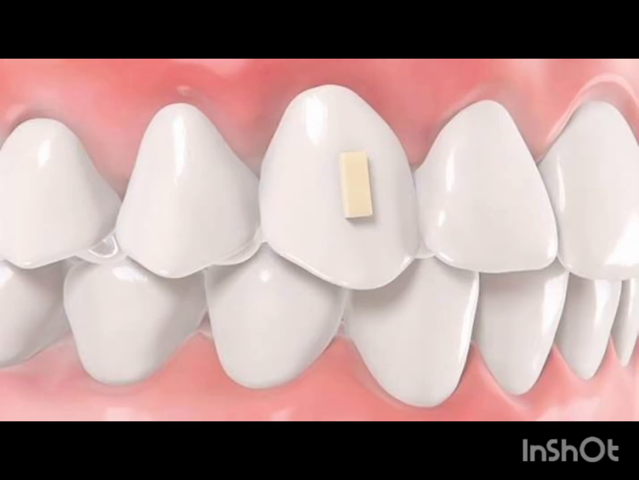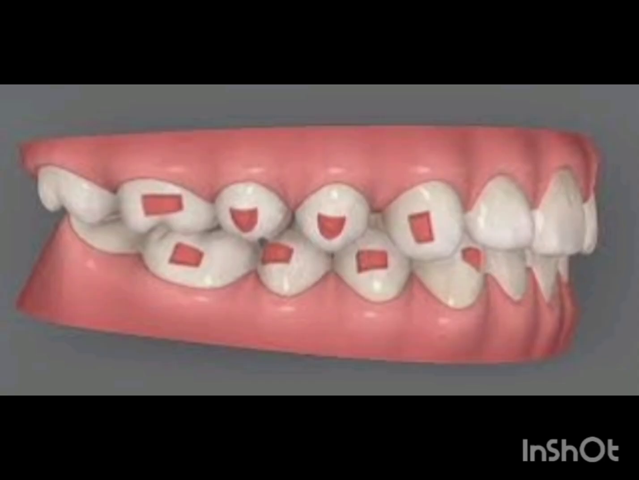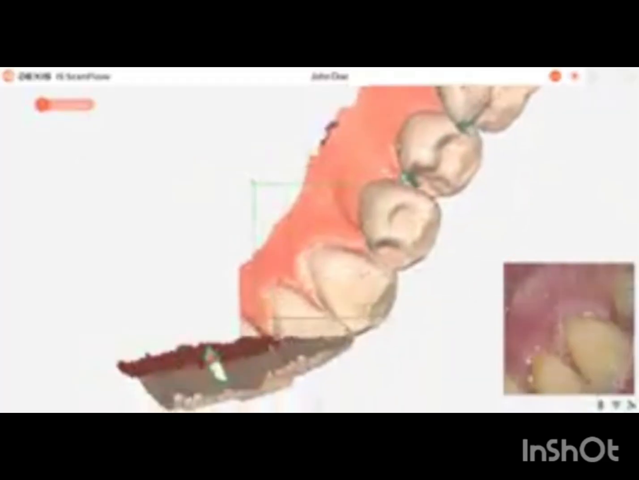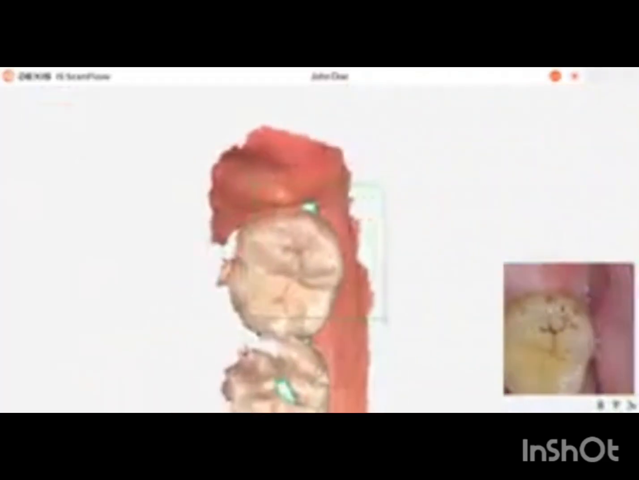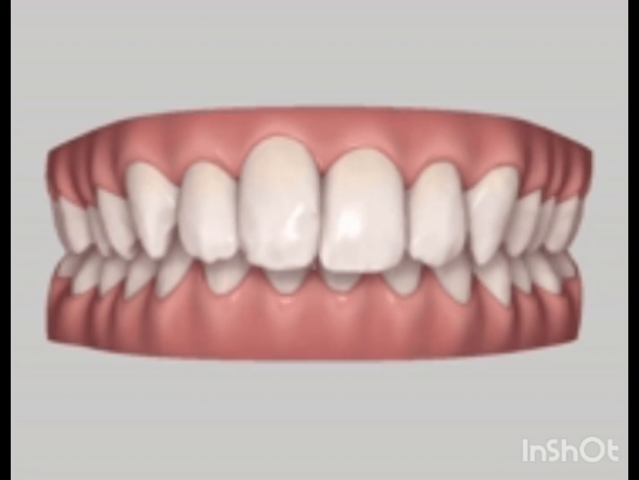Evaluating the final occlusion. In this, what we have to check is that the final digital setup should produce a stable and functional bite. Evaluate for overjet, overbite, molar relation, canine relation, posterior intercuspation, midlines, cross-bite corrections, and open bite corrections. And a beautiful smile should always be accompanied by a functional occlusion.